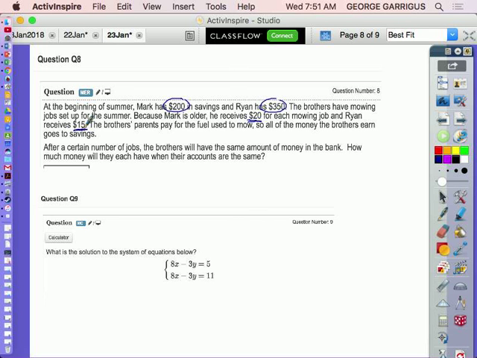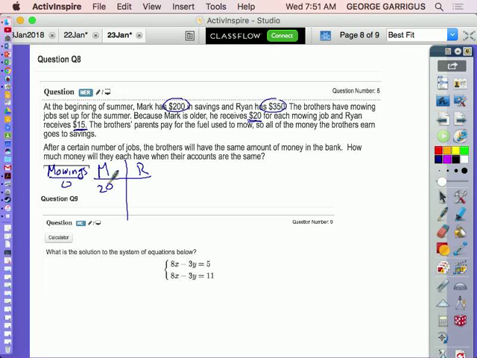Again, this is another good example of where you can start with a table of values where Mark and Ryan and the number of mowings, and you can start with 0, and then what does Mark have?